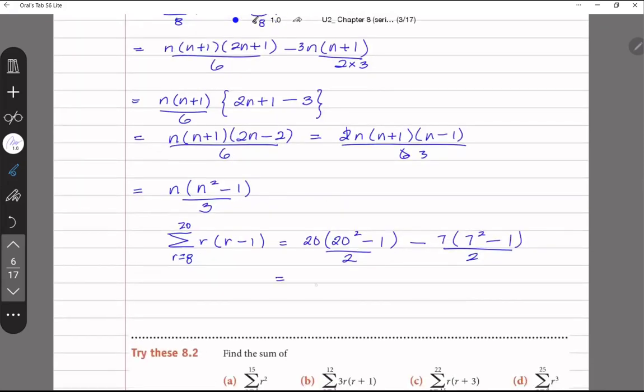So let's see what these come out to be. 10 times 20 squared is what? 400. So this is 399, minus 7 times 48 divided by 2, which is 24. Let's see what this comes out to be. So 10 times 399 minus 7 times 24, and we get 3822.